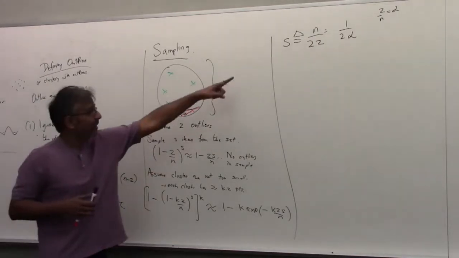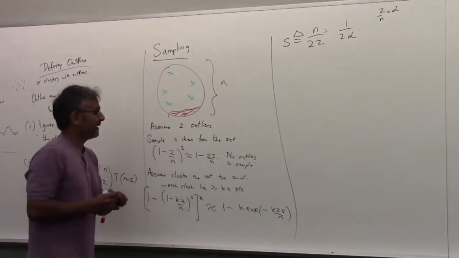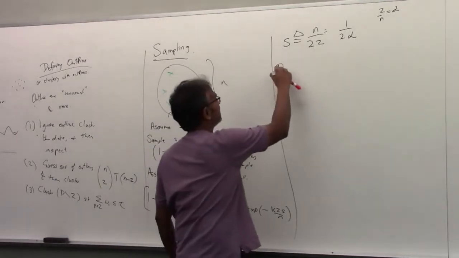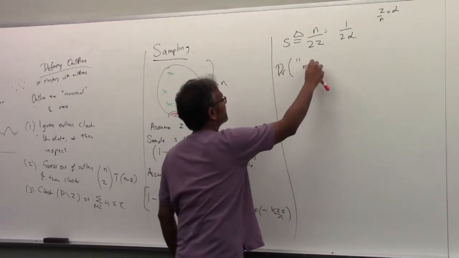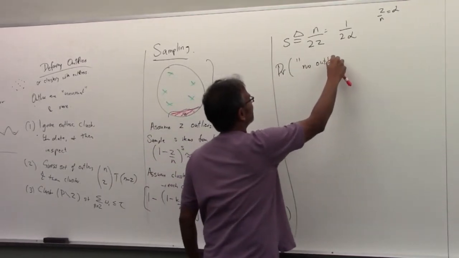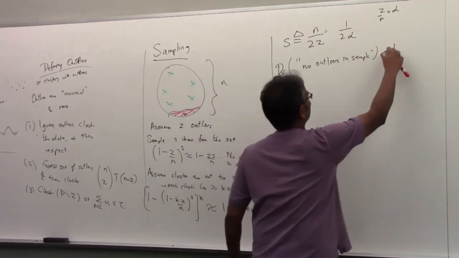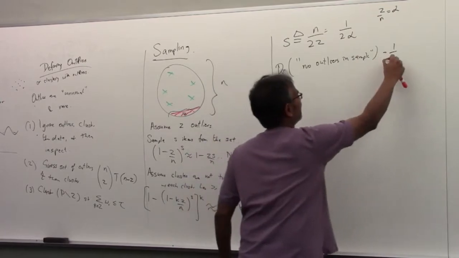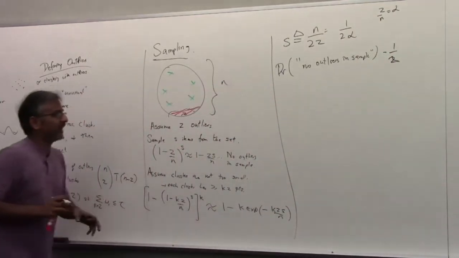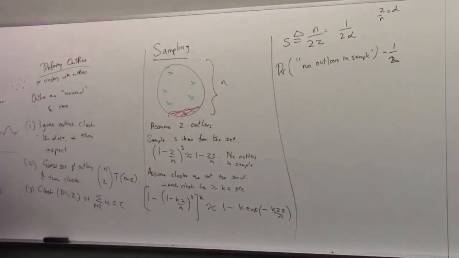So you plug this in. If you put S equal to 1 over 2 alpha, then the probability of no outliers in the sample is equal to half. That's why I put the 2 there. So that's a reasonable probability. Again, you can change the 2 and make this number bigger or smaller as you do.